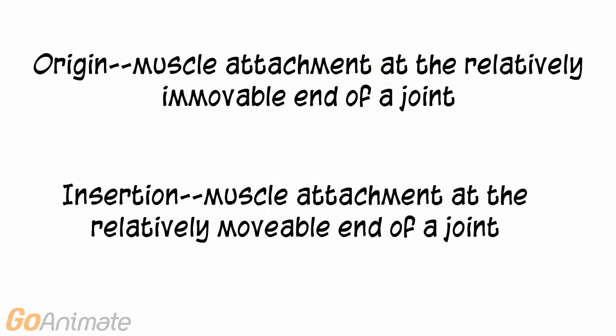Here are a couple of other terms. The origin of a muscle is where it attaches to the relatively immovable end of a joint. The insertion is where the muscle attaches to the more movable end of a joint.